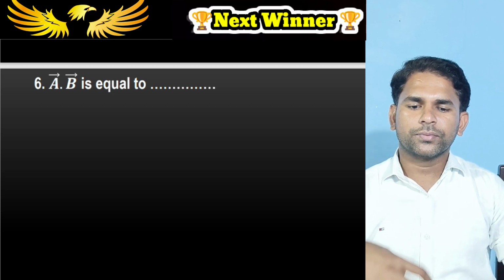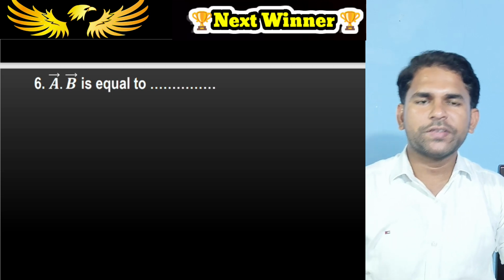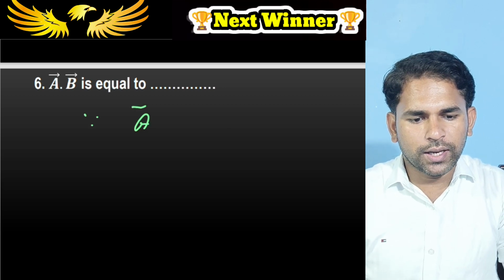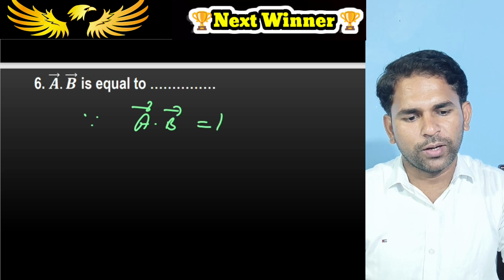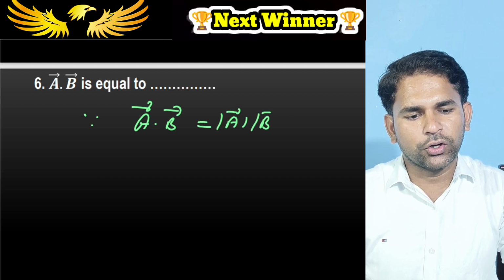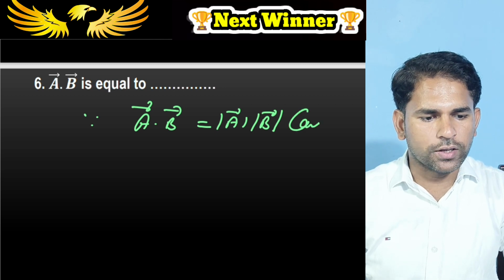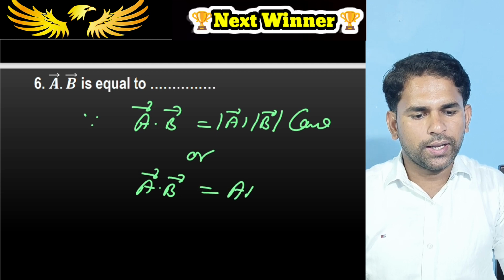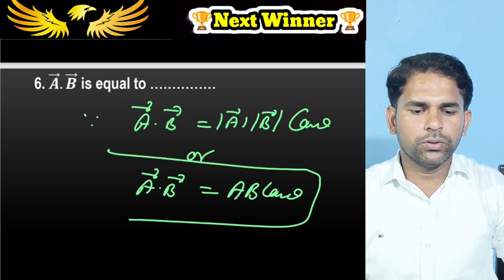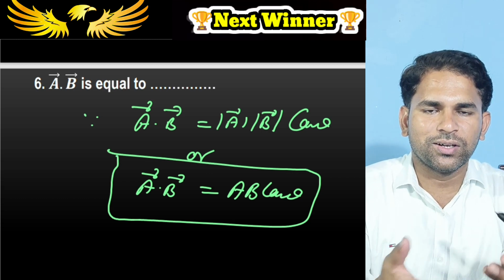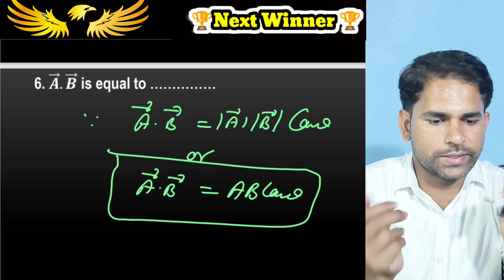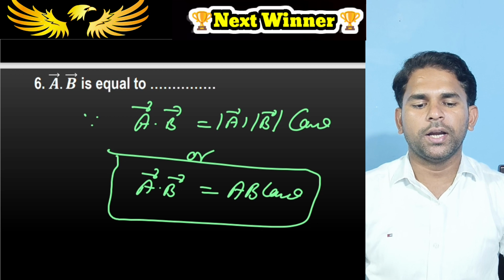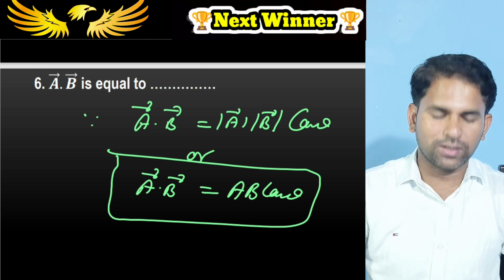They are asking vector A dot vector B. This is a very simple formula. Whenever they ask A dot B, vector A dot vector B is equal to the magnitude of A and magnitude of B multiplied with cos theta. So we can also write A dot B is equal to AB cos theta. This is a dot product, another way to say the dot product of the two vectors. Sometimes they ask for cos theta, so cos theta will be A dot B divided by AB. You can make the arrangement like this.